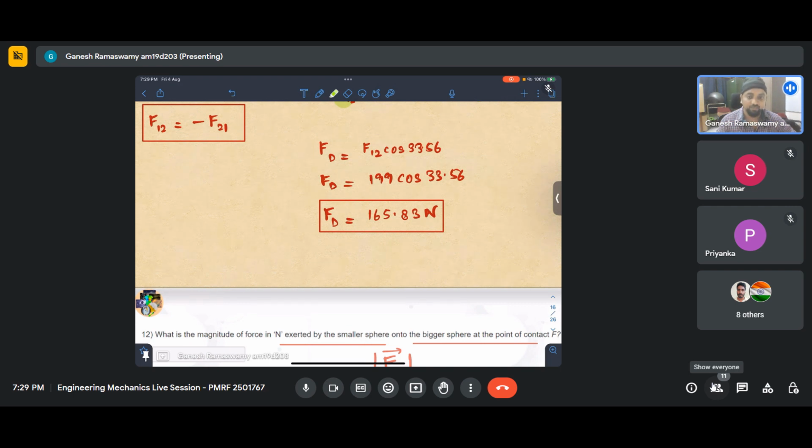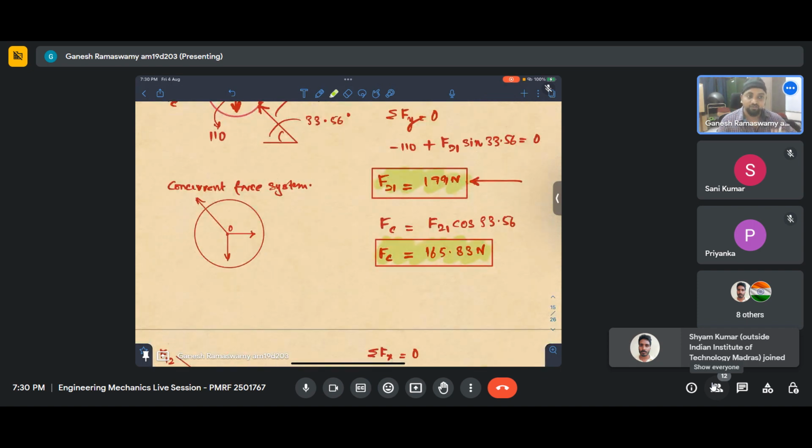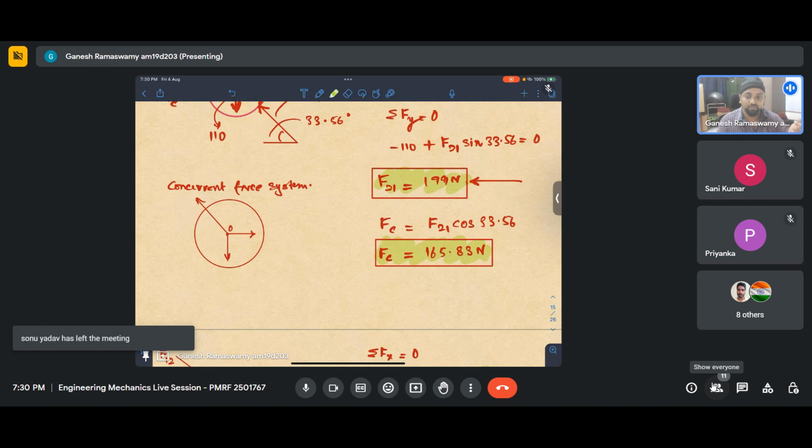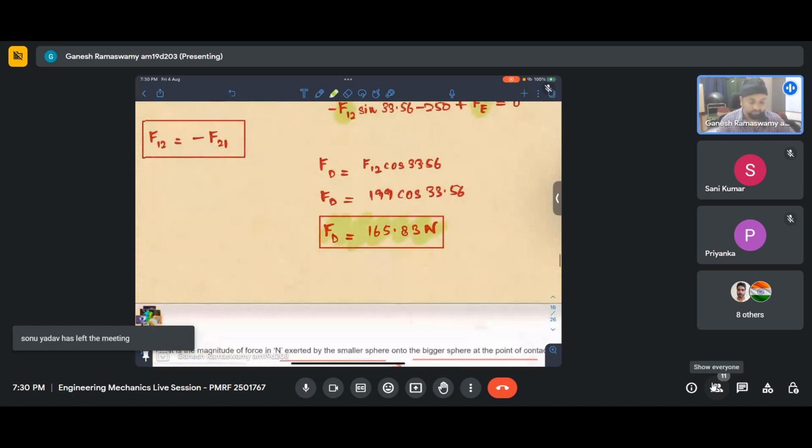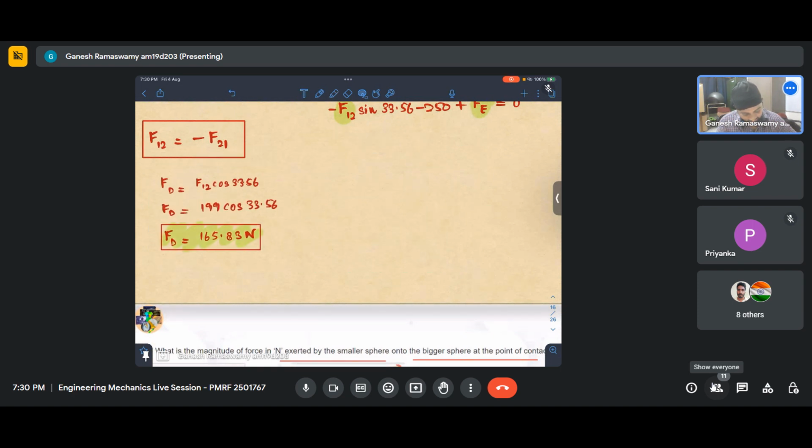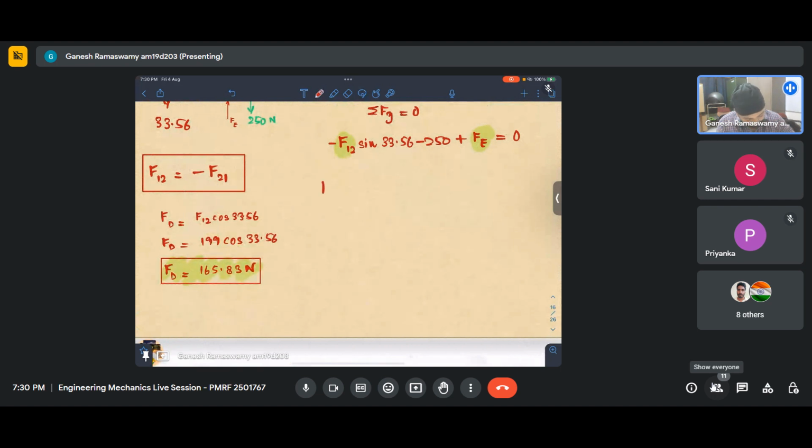Similarly, to have calculated FD, we need not have done sigma Fx equal to 0 on this subsystem. We could have rather taken the entire thing. Once we had FC, from the global point of view, FC is equal to FD because there is no horizontal acceleration. By that way also we could have arrived at this answer. I take it that that is clear. Then what else? We need FE. FE is F12 sin 33.56 plus 250. What is this? F12 is 199.